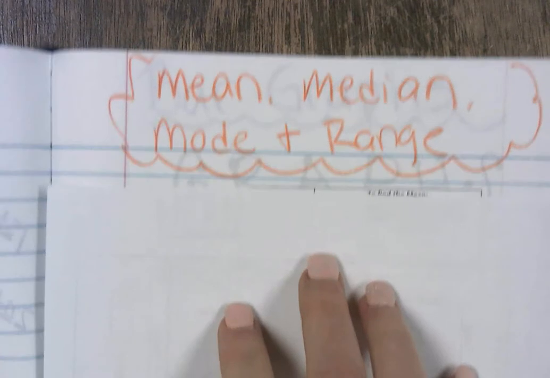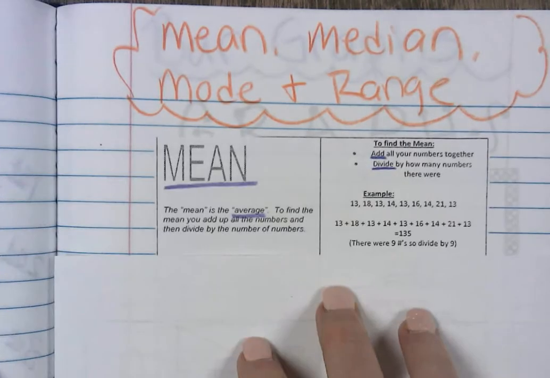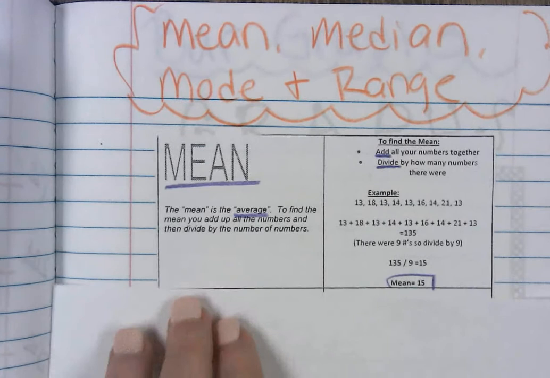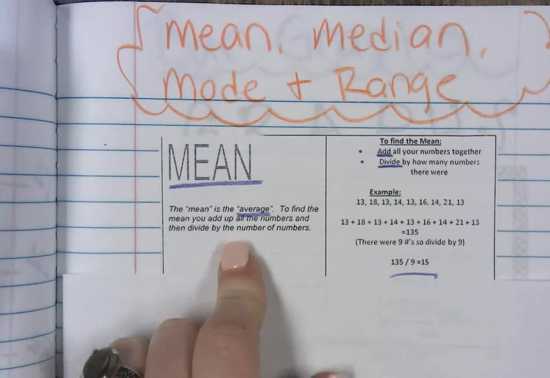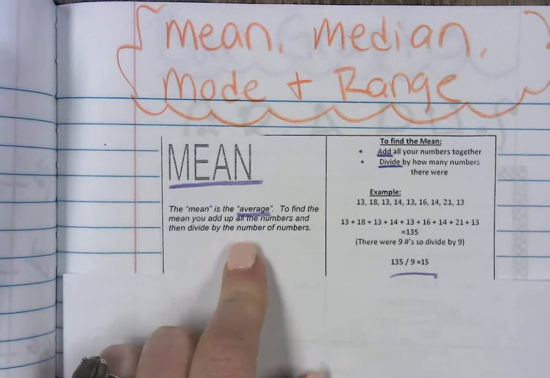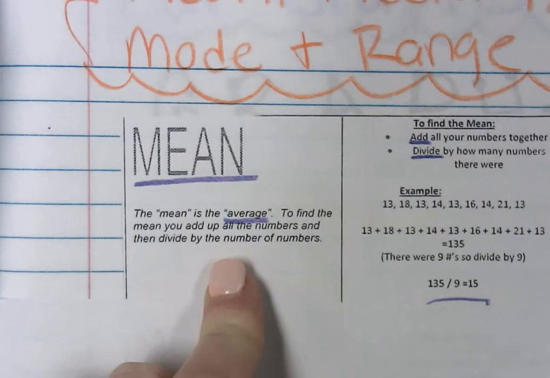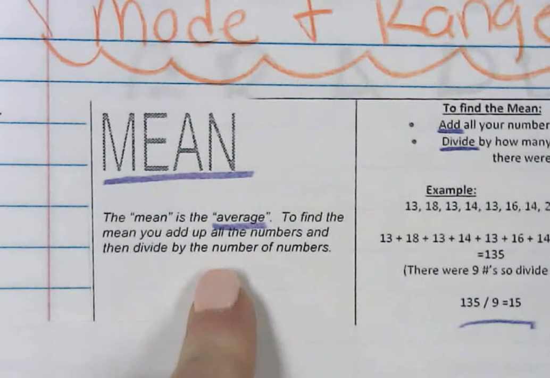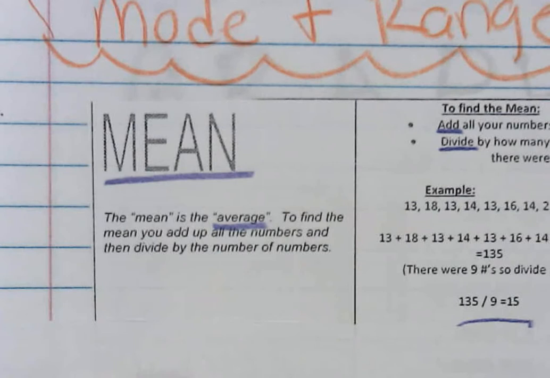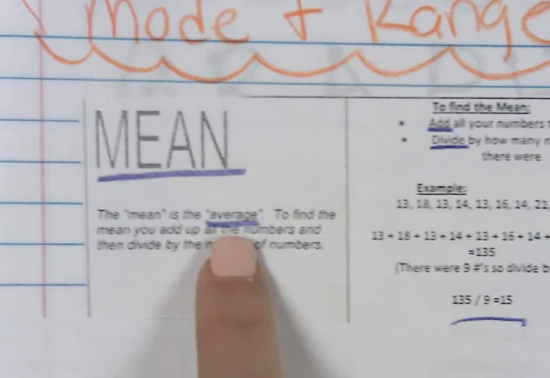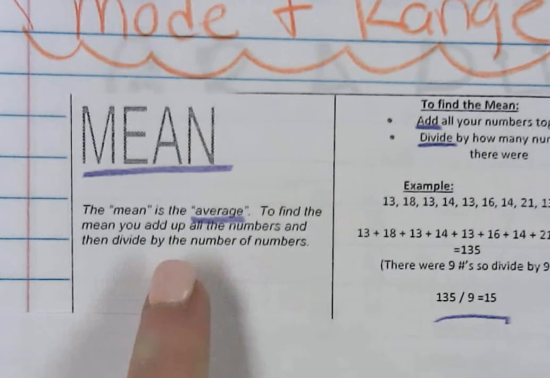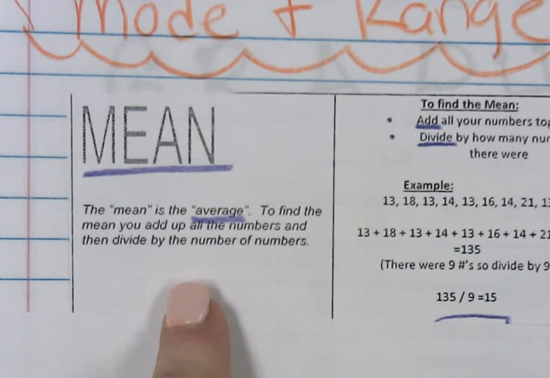So let's go section by section. The first word we're going to look at is mean. This is the one that may be new to you. Mean, I know we've all heard the word average before, like when you average your test grades, it means the same thing. Mean is the average. And to find the mean, you add up all the numbers and then you divide by the number of numbers. This is like when you want to find out what your average is, what your grade is in class. You add up all of your grades and then you divide.